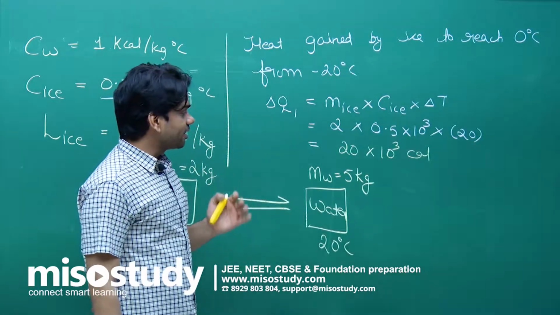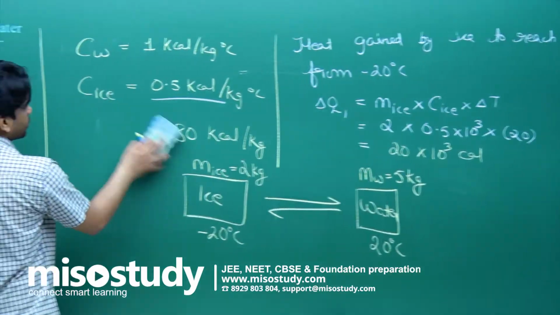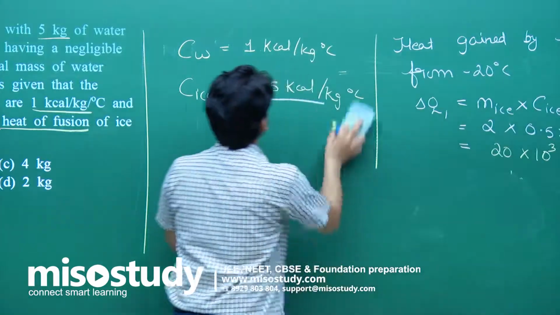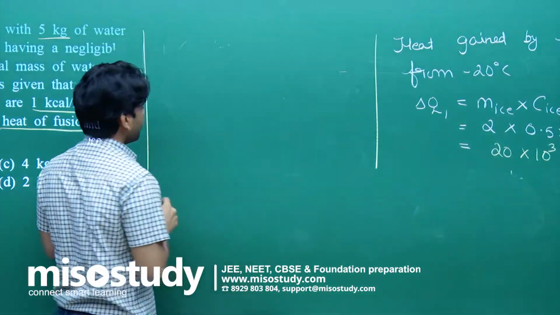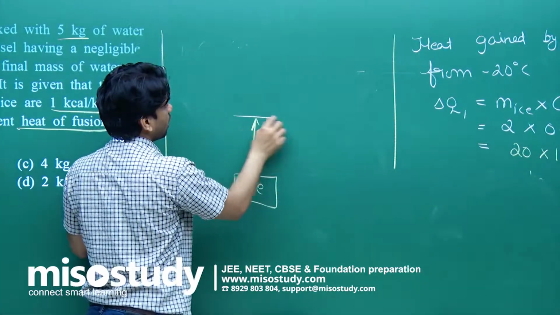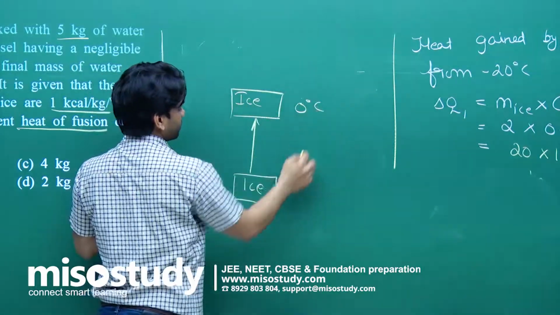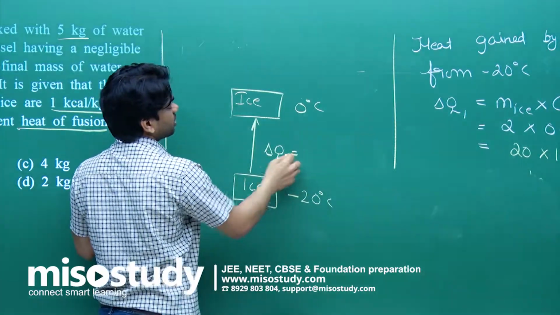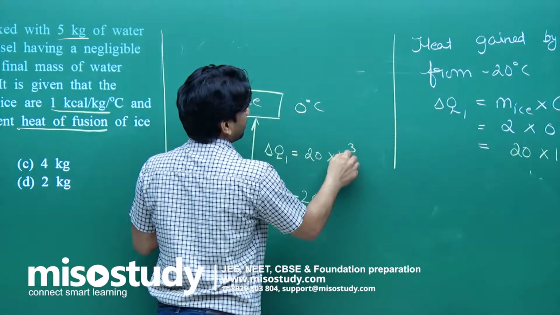This is the heat energy taken by ice to reach 0 degrees Celsius. For systematic conversion, I will also mention each step that has taken place. So we have ice, its temperature has been raised to ice at 0 degrees Celsius. During this process, the heat energy that we have supplied to it was 20 into 10 to the power 3 calorie.